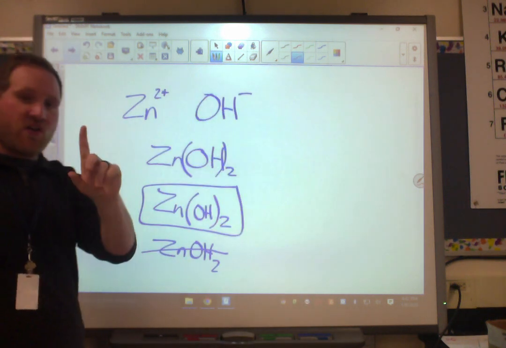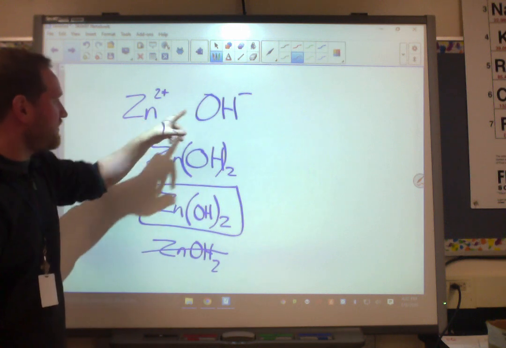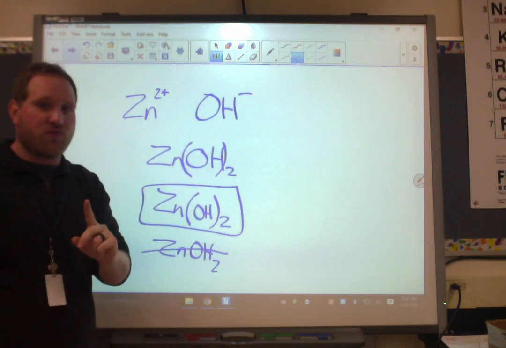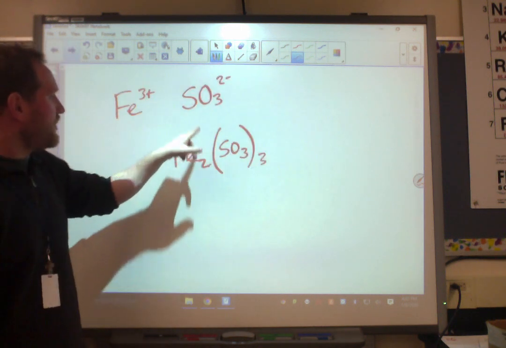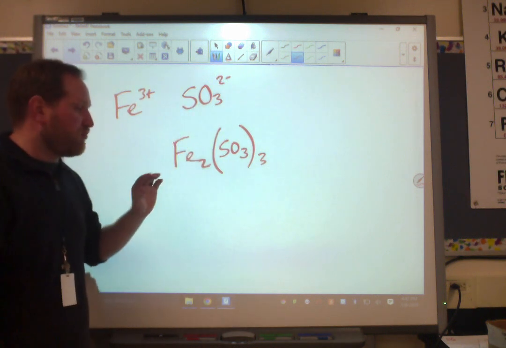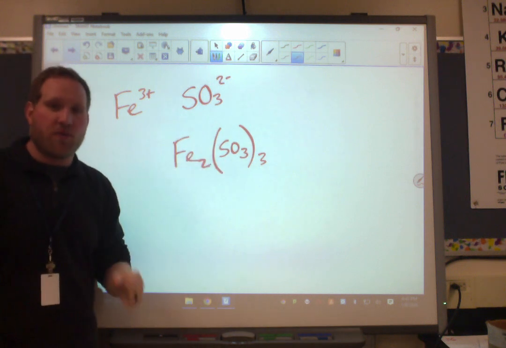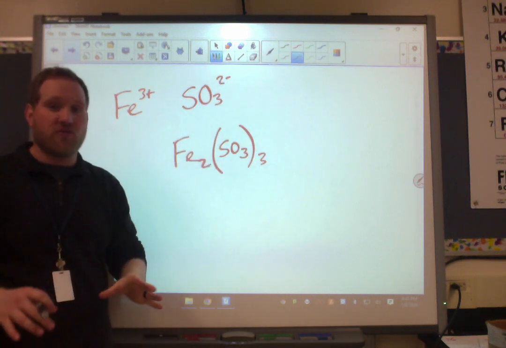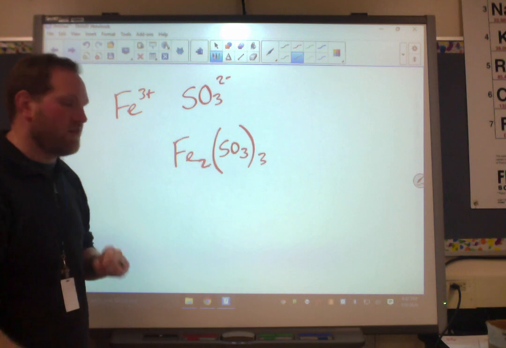When you have more than 1 of them, meaning here you have 2 hydroxides, you have to use parentheses. Here, when you have 3 sulfites, you have to use parentheses. So parentheses have to be used when you have more than 1 of the polyatomic ion, and they cannot be used when you have only 1 of the polyatomic ion. That's the rule.